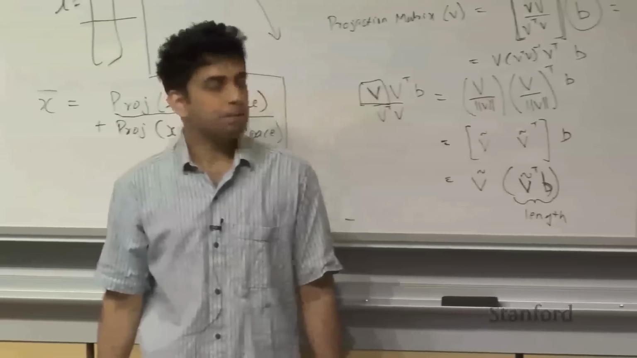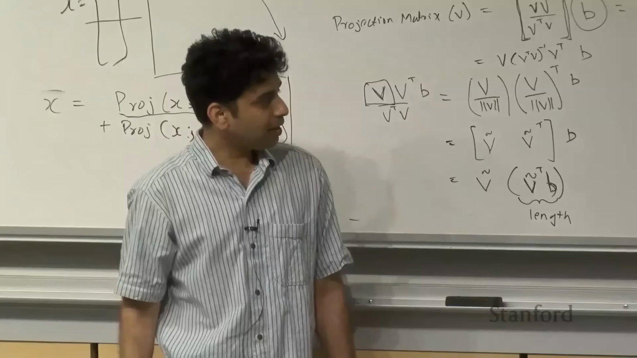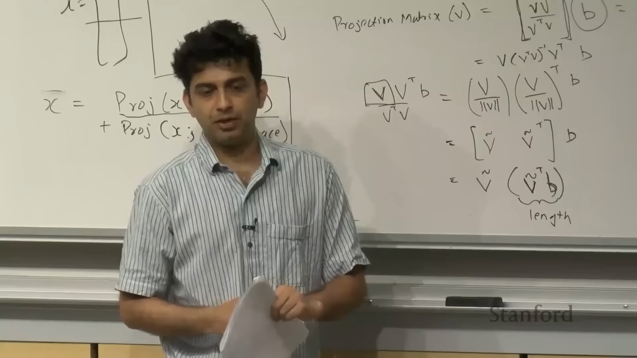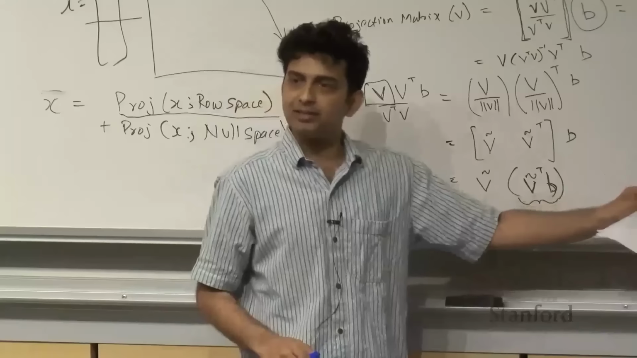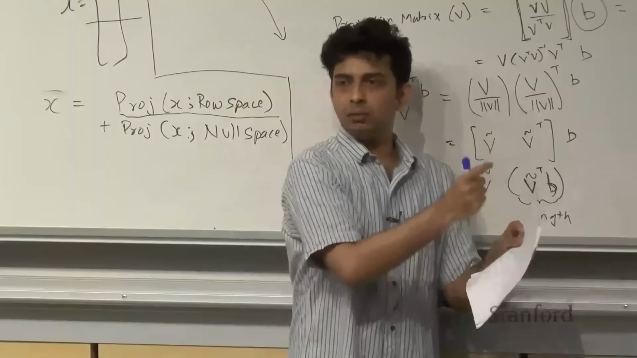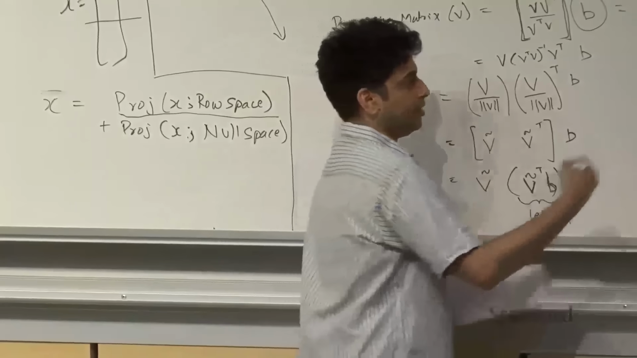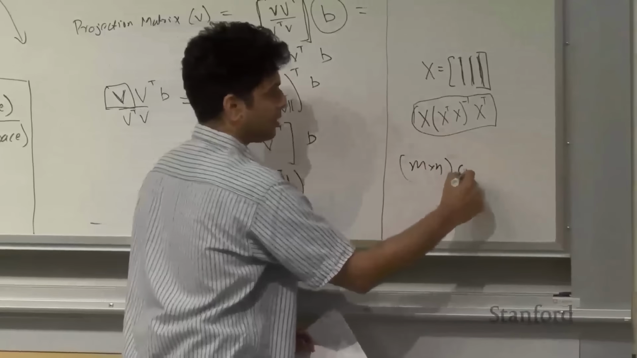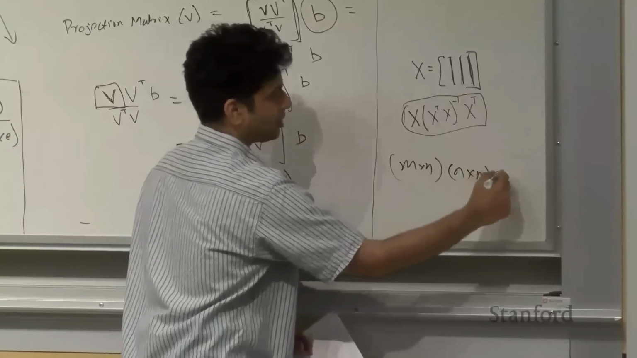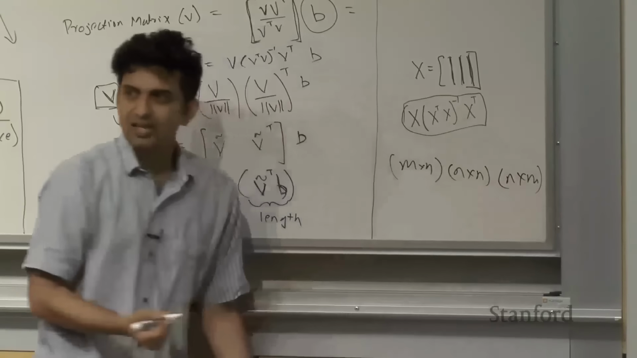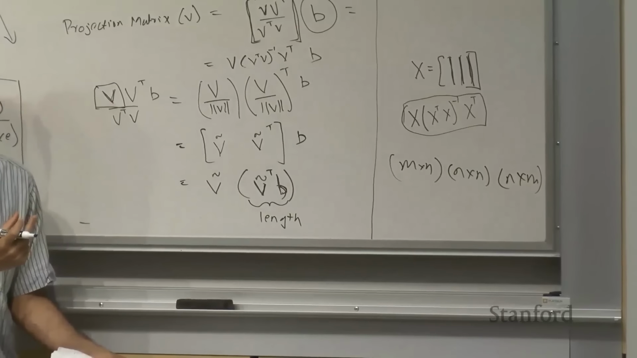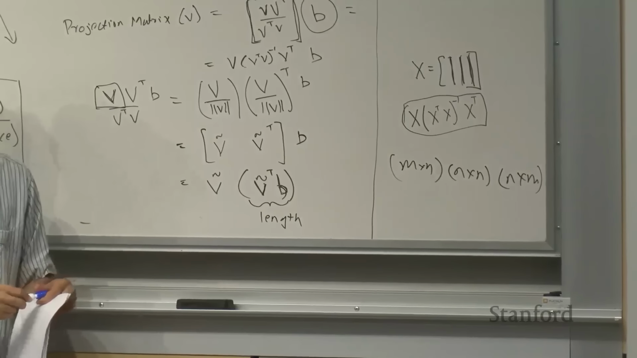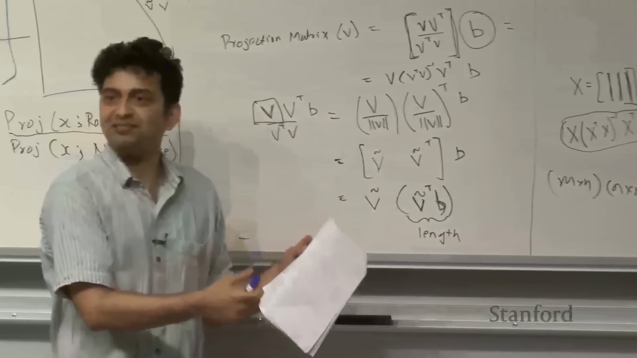I don't know if this is a satisfactory answer, but this is the only thing that makes sense. No other position will match the dimensions, right? So X is m by n. X transpose X inverse is n by n, and X transpose is n by m. So that's the only place where it fits in order to multiply things. I know that's not a satisfactory answer, but that's the only operation that makes sense.